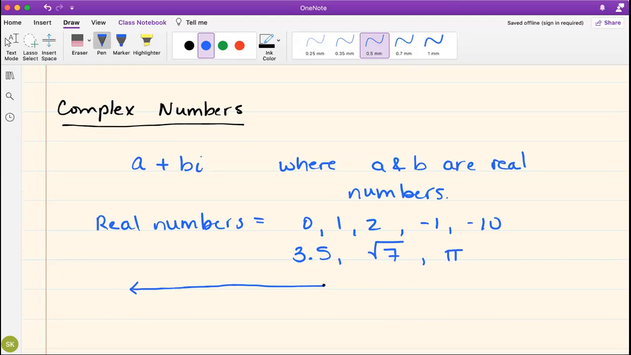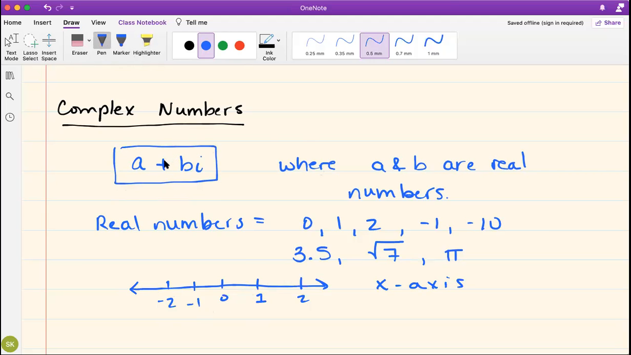So the x-axis, you know how we have 0, 1, 2, and so on. And we have all the numbers in between, and 0, -1, -2. So any number on this x-axis, that is the set of real numbers. And the set of real numbers is a subset of the complex numbers.